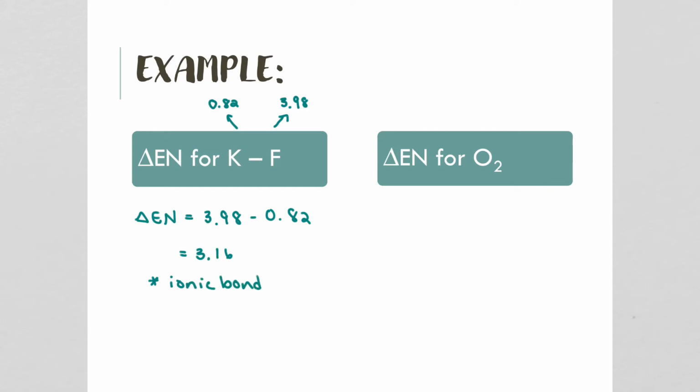The next one, we're finding the delta EN for O2. So it's going to be equal to the following. So we'll look up the electronegativity for oxygen. It's 3.44, so also quite high. But then there's two oxygen atoms, so 3.44 minus 3.44 is equal to 0. So this one is a covalent bond, and because it's less than 0.5, it's a pure covalent bond.